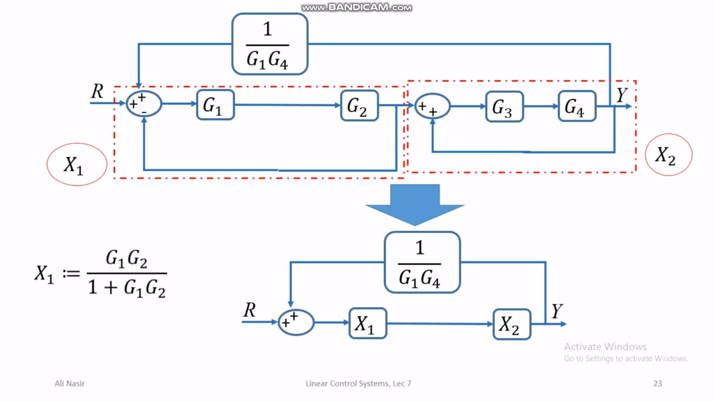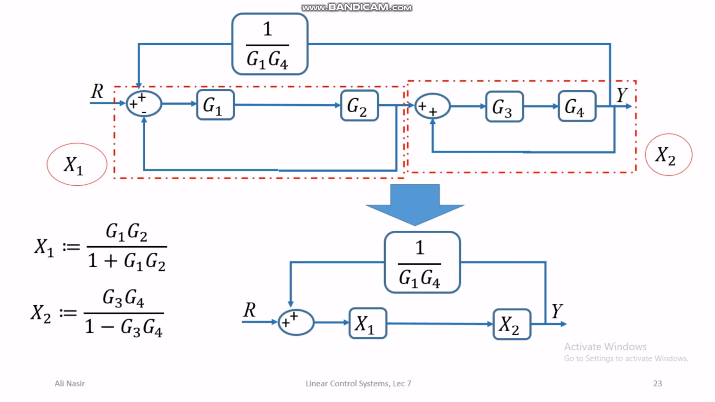So x1, as you can see in the top block diagram, x1 loop is g1 g2 divided by 1 plus g1 g2 because it's a negative feedback loop. So the denominator has a plus sign. Similarly, x2 is g3 g4 divided by 1 minus g3 g4 because it is a positive feedback loop. So that's why the denominator has a negative sign. Okay, so we have derived x1 x2 and we have simplified the block diagram to a single loop.